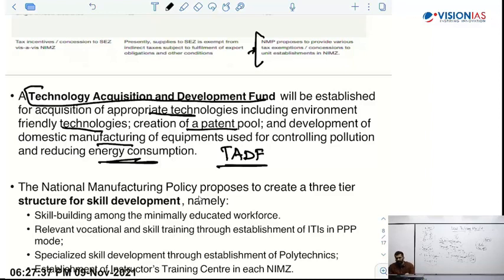This is what your technology acquisition and development fund is trying to do. The government will help you acquire technology from outside. This is what this TADF is trying to do.